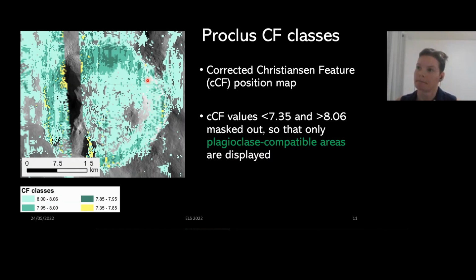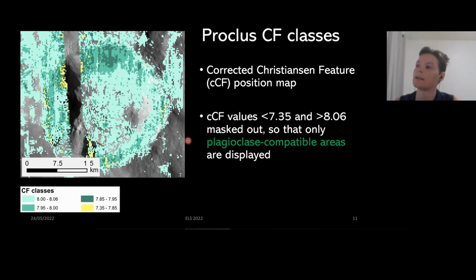Okay, so this is a map that shows all of the hues that go from yellow to green are pixels that are plagioclase compatible. So this is a corrected Christiansen feature position map. And we just masked out all the values that are below 7.35 microns and above 8.06 microns, and we just end up with plagioclase compatible areas.